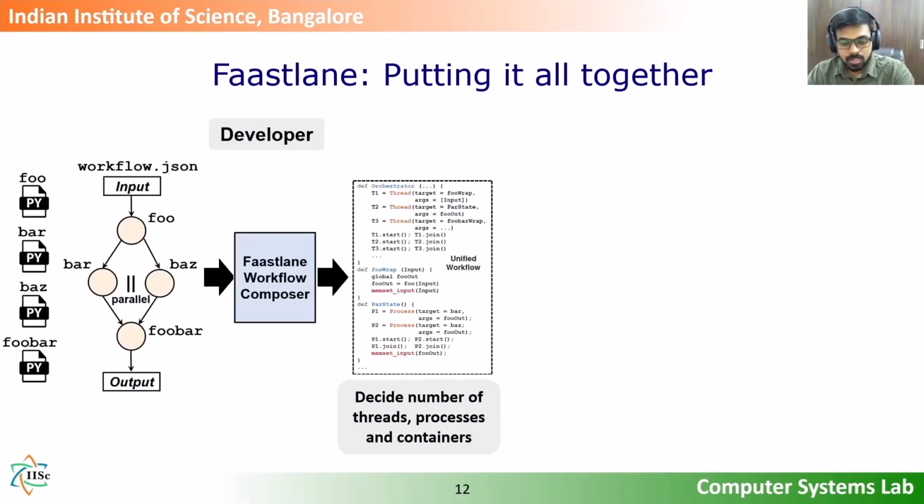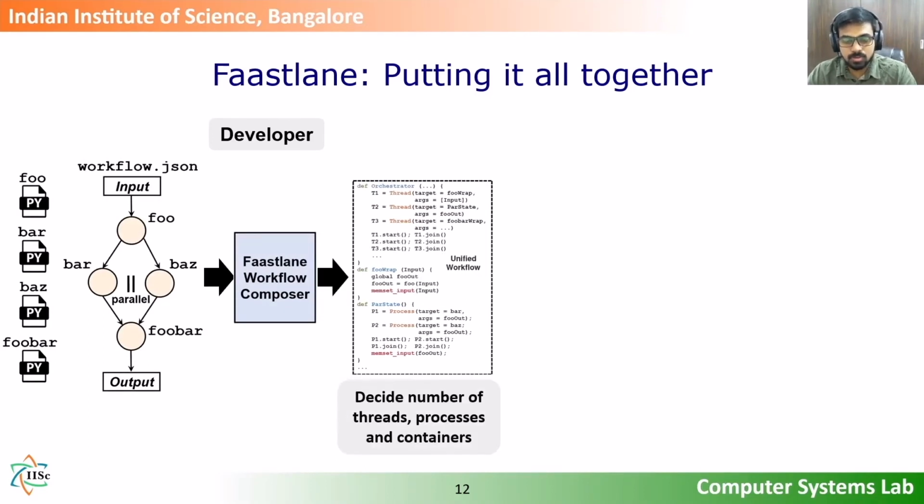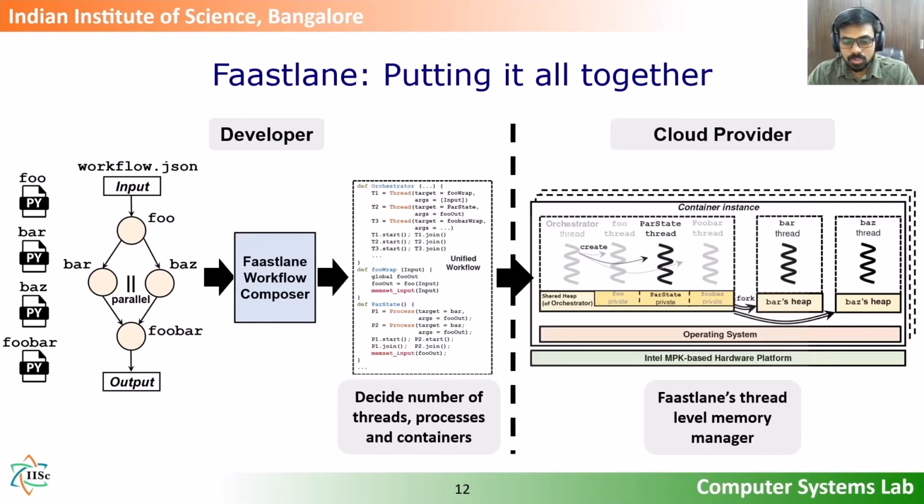To put it all together, the developer provides component functions along with the workflow description to Faastlane. Faastlane's workflow composer decides to launch threads, processes, or containers based on the description of the workflow and sends the output to the cloud provider. At runtime, Faastlane's thread-level memory manager, along with Intel MPK, provides lightweight isolation among functions launched as threads in a workflow instance. In the entire lifecycle of workflow deployment through Faastlane, we expect no new information from the developer.